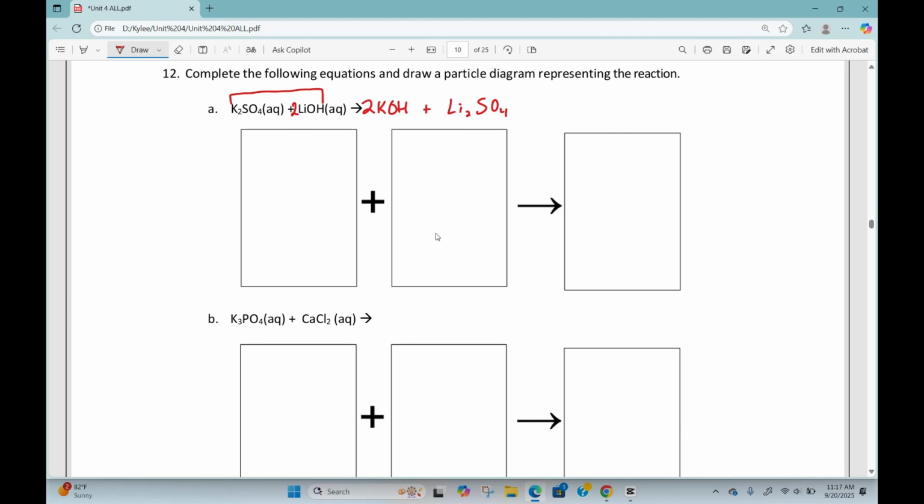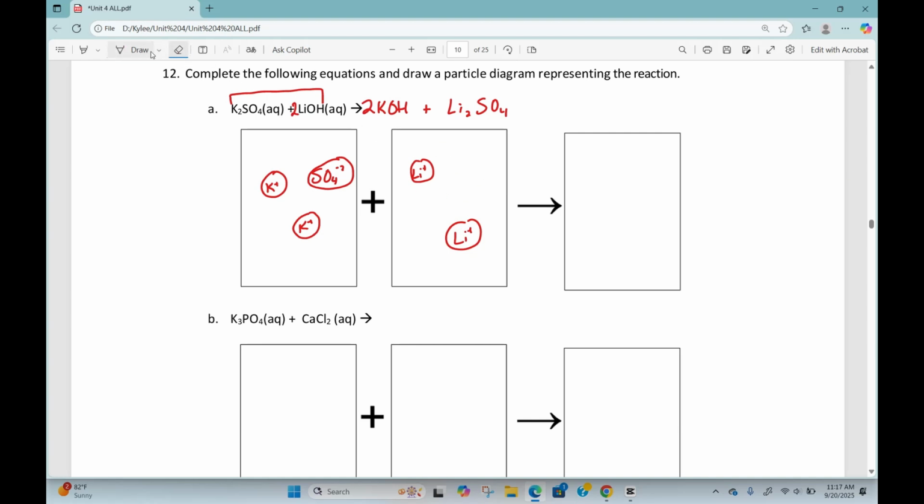Now the key here is making sure that the number of things is correct. So for example, in my left one, I have 2 potassiums. So I would need to draw 2 potassiums, and then I would only draw 1 sulfate. And here I have 2 lithium hydroxides. So that means I need to draw 2 lithiums and 2, oops, getting a little crazy with my diagrams, hydroxides like that.